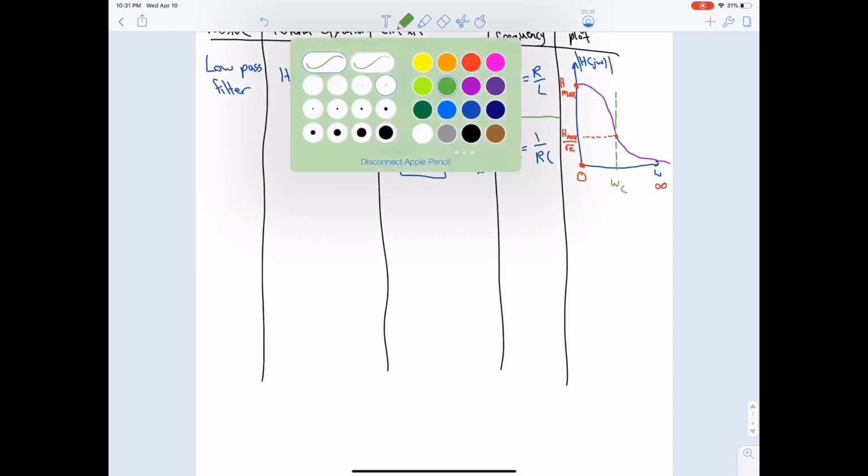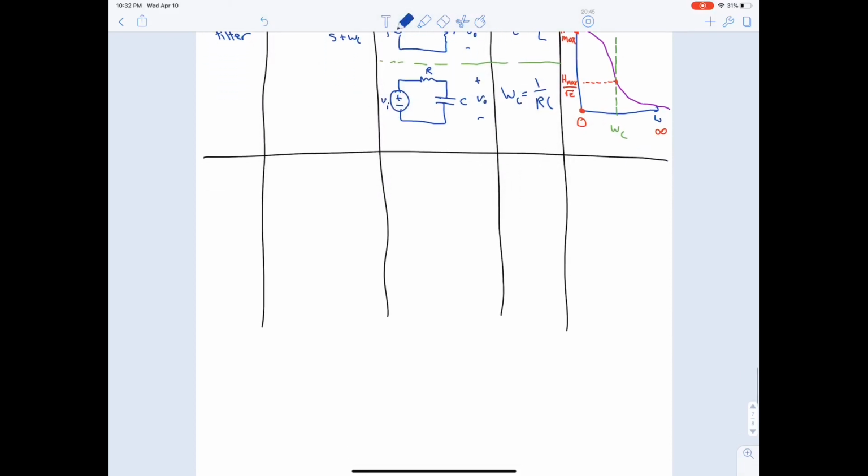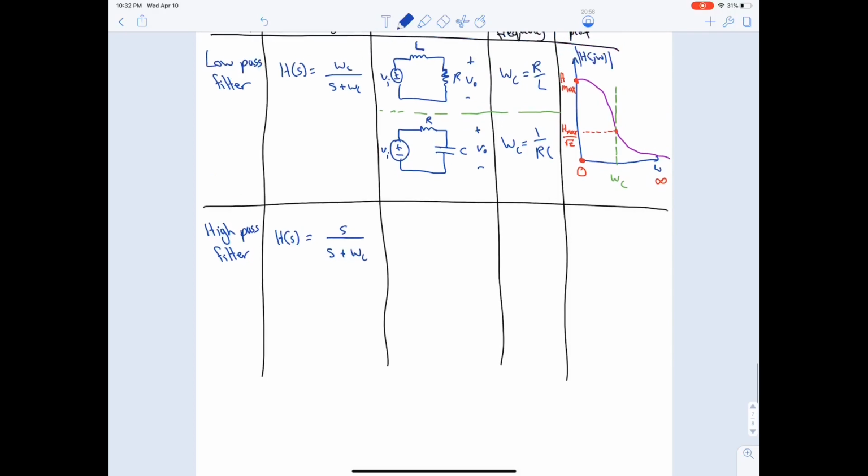Moving on to the next filter, the high pass filter. The general equation is as follows: H of s equals s divided by s plus omega c. And the two forms of the circuits in the high pass filter are the complete opposite of the low pass filter. So here we're having a voltage source, a resistance in series with an inductor, where the V output is measured on the inductor. Omega C is still R over L because we are having an RL circuit.